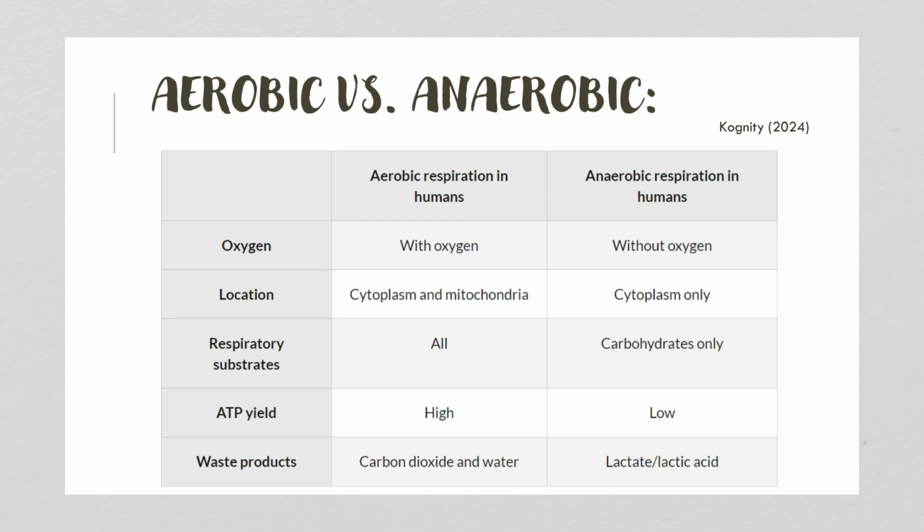Aerobic respiration can break down all respiratory substrates, so carbohydrates, lipids, and proteins, whereas anaerobic respiration can only break down carbohydrates. Aerobic respiration makes a lot of ATP, way more ATP than anaerobic respiration, and we'll look at the actual numbers later. And then the waste products of aerobic respiration are carbon dioxide and water. And in anaerobic respiration, the waste product is lactate or lactic acid. And we'll visit that again much later.